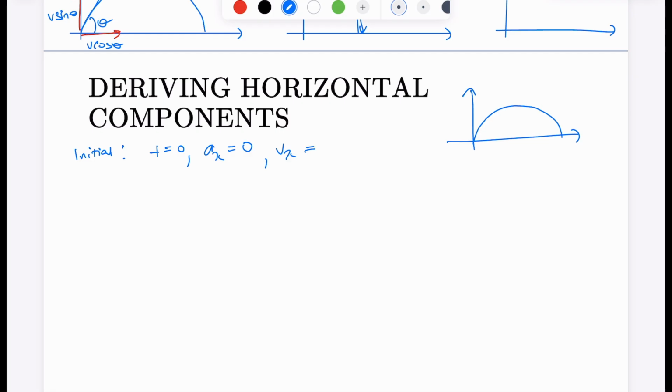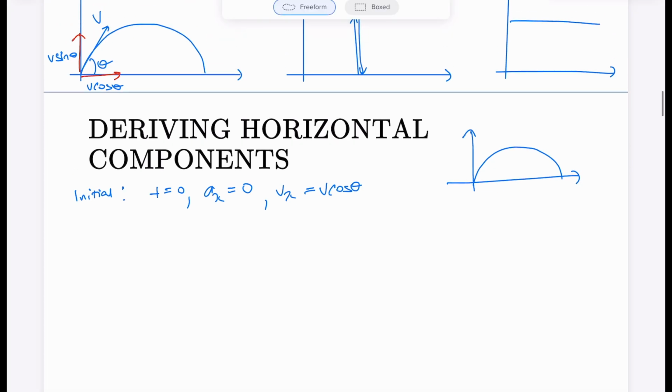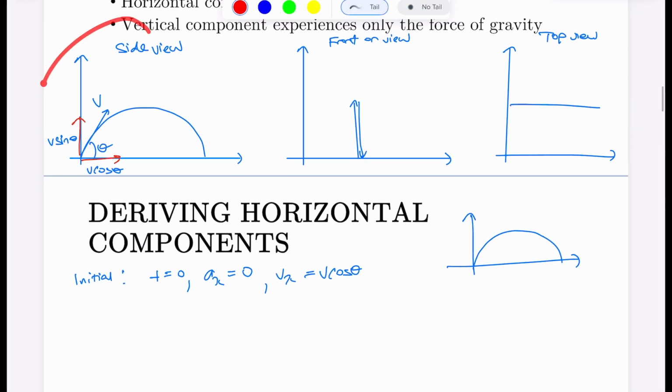Our initial velocity will be v cos theta. So let's take it one step back and understand why this is. If we look at this side view here, when I drew this, what we had was some additional information that I didn't talk through at the time. When we go to launch something, we give it some initial velocity. Otherwise, we wouldn't be able to launch it.